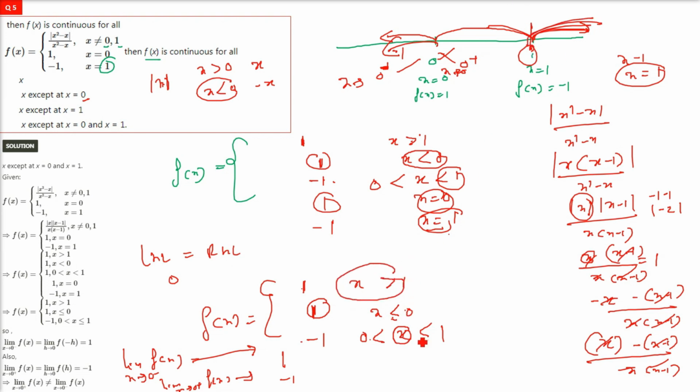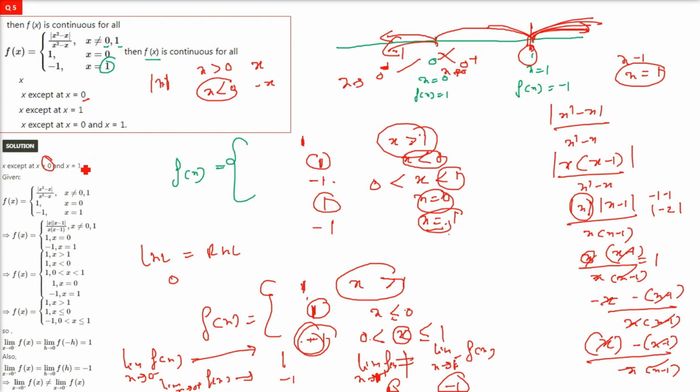Let us see the point 1. At 1, for x greater than or equal to 1, it is 1, and for x less than or equal to 1, it is negative 1. So when you check limit x tends to 1 plus and x tends to 1 minus, both are not the same. They are 1 and minus 1, they are not equal. Or you can write the limit also, just like 0. So it is not continuous at 0 or 1. So you can just write this answer.